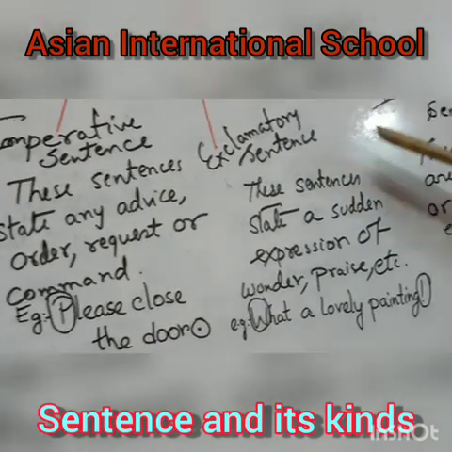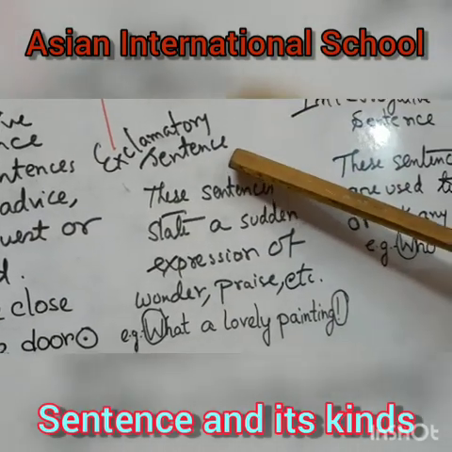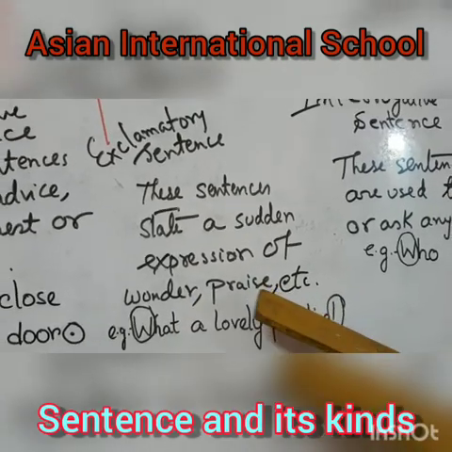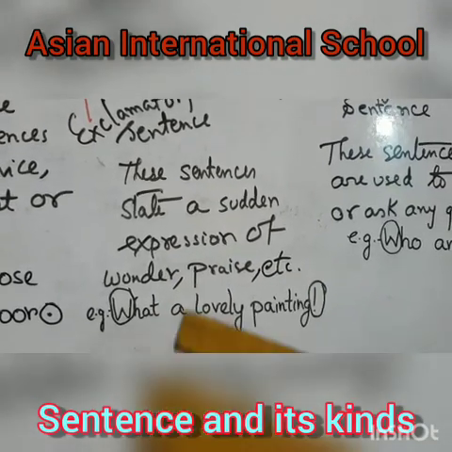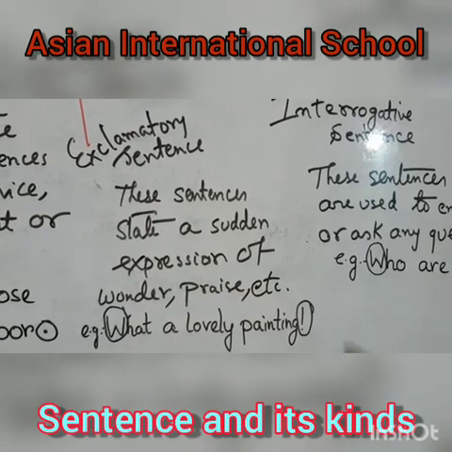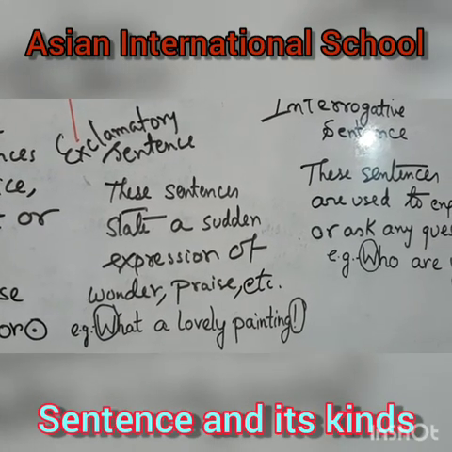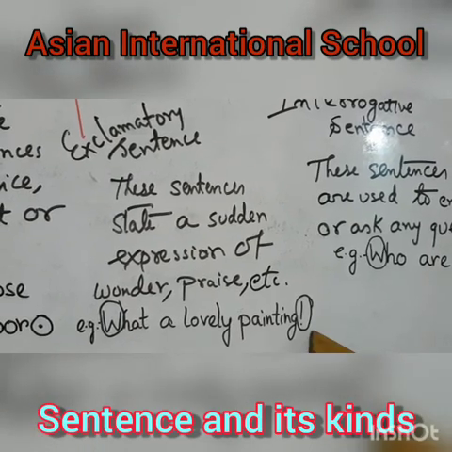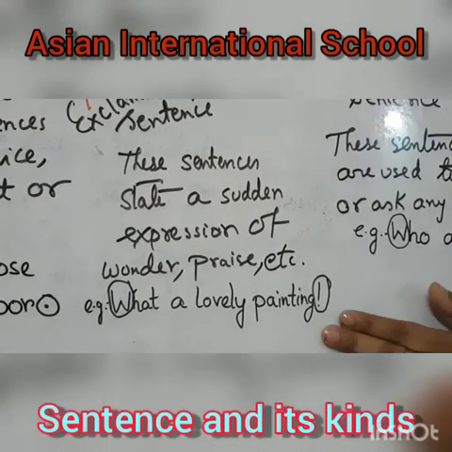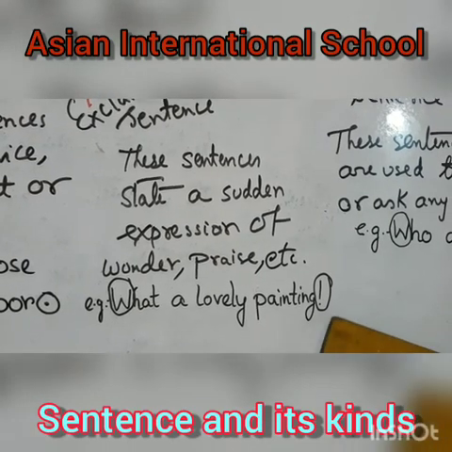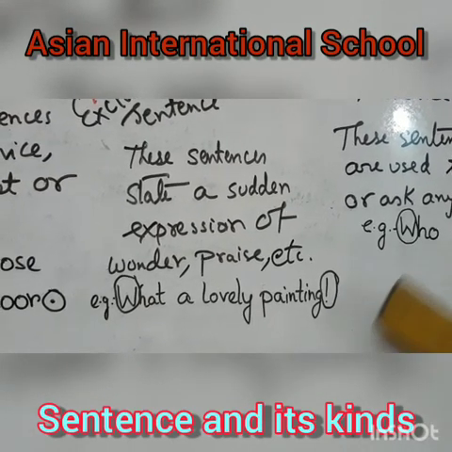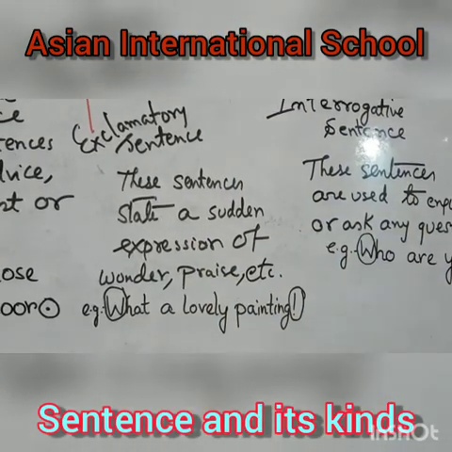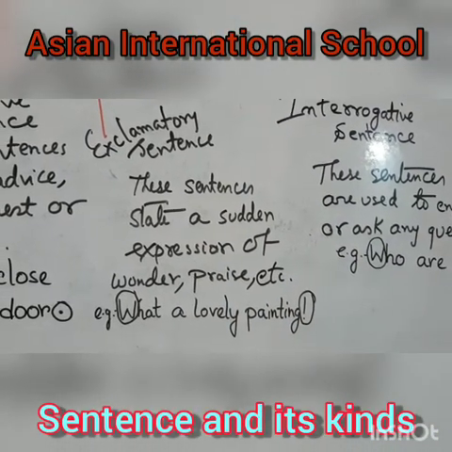Now the next is exclamatory sentences. What are exclamatory sentences? The sentences which state a sudden expression of wonder, praise, etc. It can be any other expression apart from wonder or praise, etc. What a lovely painting! So it starts with W, that is in capital, and ends with an exclamation mark. Please note it down, it is very important. Exclamation mark is very important to be given while we write an exclamatory sentence. Exclamation mark has to be there at the end of the sentence.